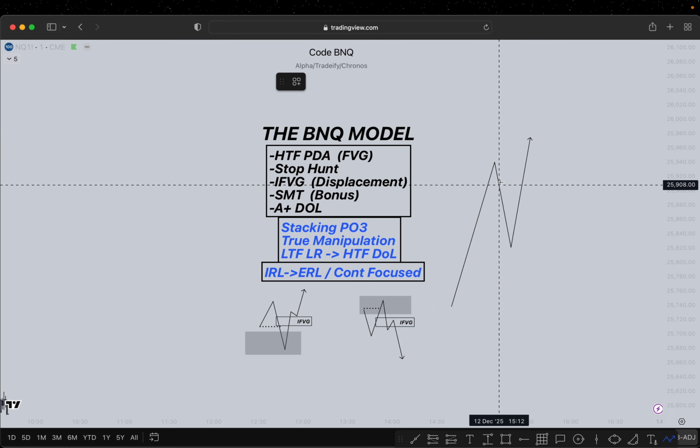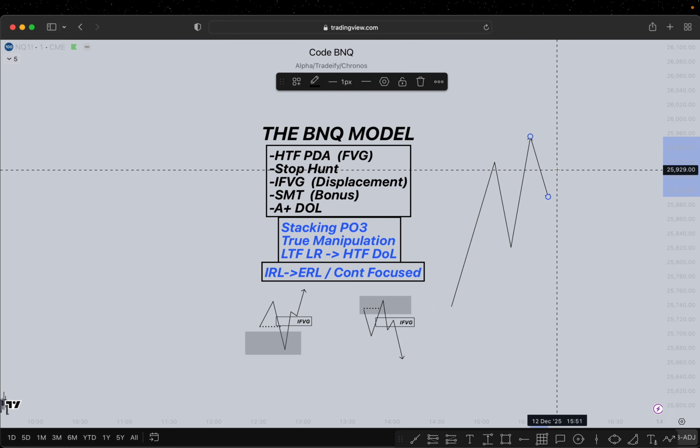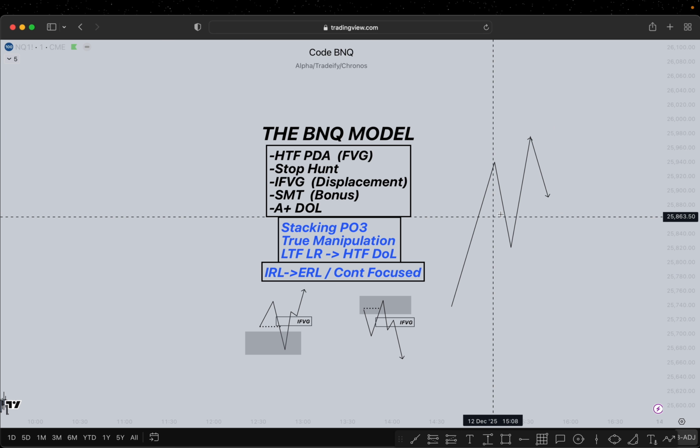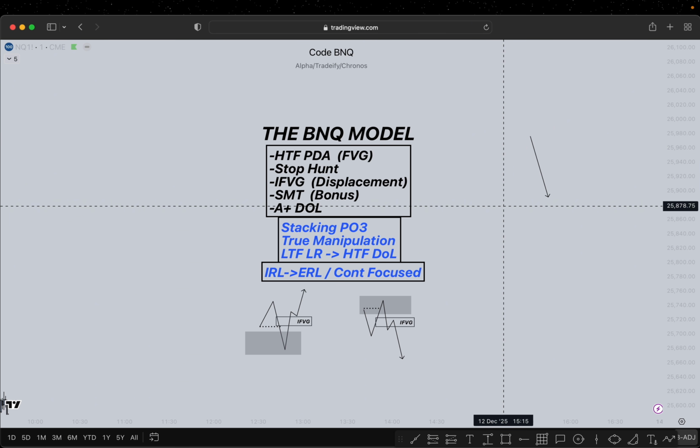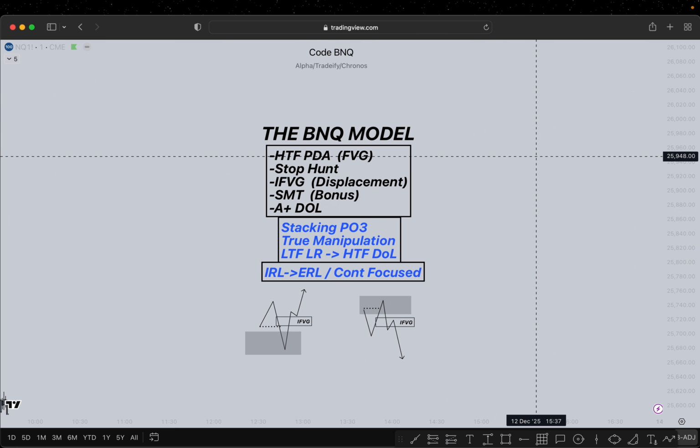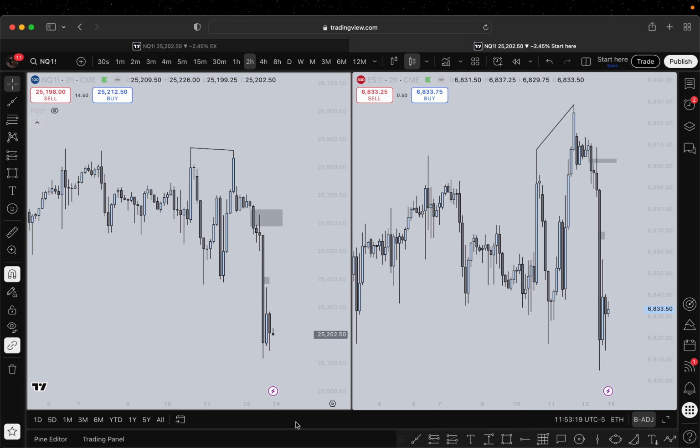Rather than going from external, targeting the internal, like a lot of y'all know with the MEC model, right? The MEC model is the opposite. MEC model is ERL to IRL focused, whereas this is the exact opposite, IRL to ERL focused. And of course, there's a continuation because you're retracing and then expanding. So let's just get into some example number 1.